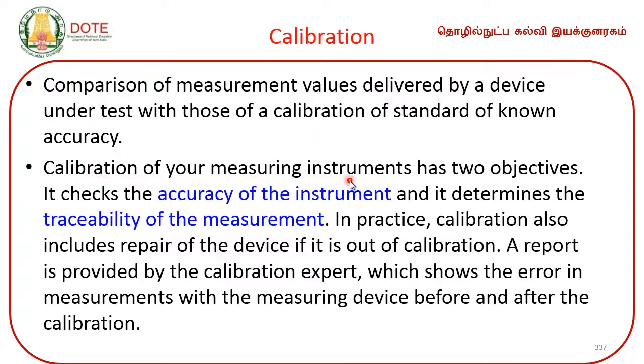Calibration of your measuring instrument has two objectives. Basically, why do we calibrate? First, it checks the accuracy of the instrument, and it determines the traceability of the instrument. In practice, calibration also includes repair of the device if it is out of calibration, right. Suppose you are not calibrating the instrument, then it will give you the measured value with error only, right. So, that may not be useful for our application.